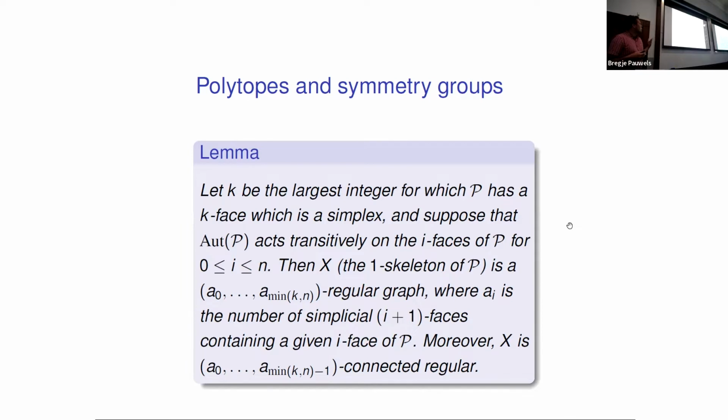So if you have a polytope, an abstract polytope for us, I will assume that you intuitively have some understanding of what a polytope is. And we assume that there is one K-face which is a simplex. And then we suppose that the automorphism group acts transitively on I-faces. Well, then it's not so surprising that if you take the minimum of K and N, you will get a highly regular connected graph, because I said there is one face which is a simplex, and then by transitivity, all these faces are too. So this is an easy way to get highly regular graphs. We will get one example that belongs to this class, which will be of level 4. But then we will have to look at a wider class to do better.